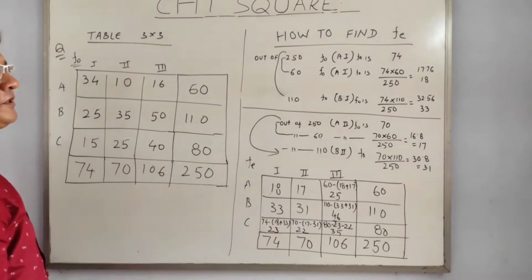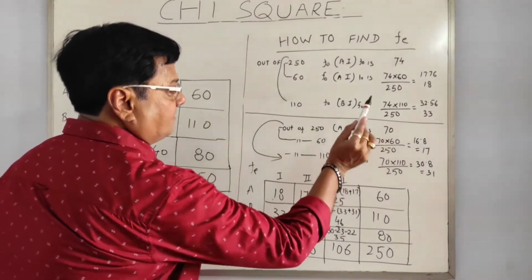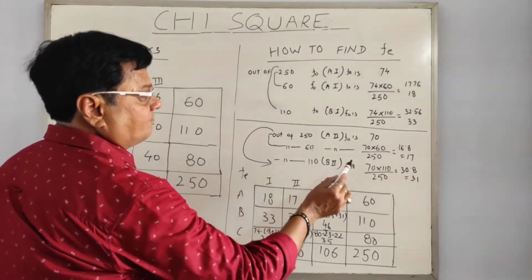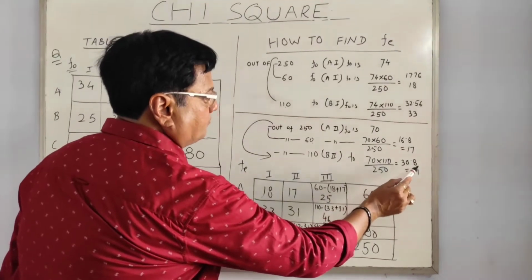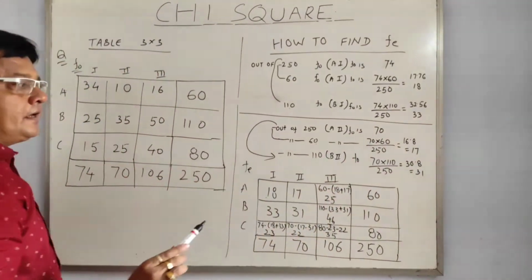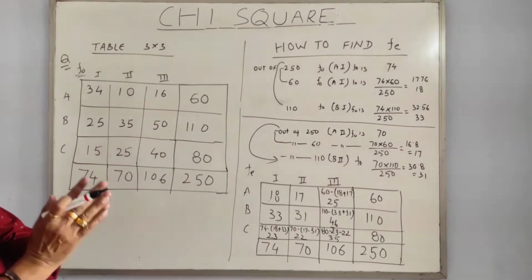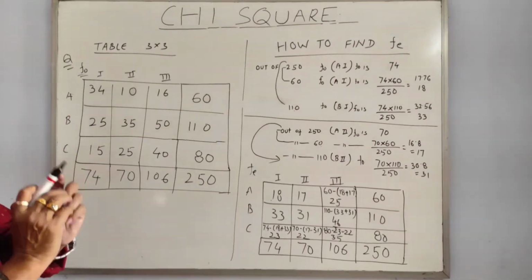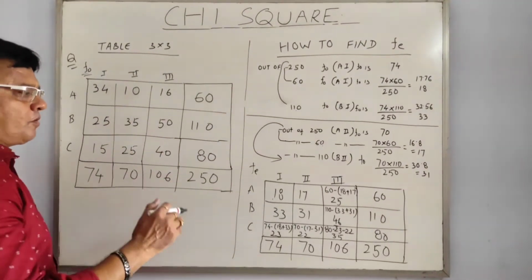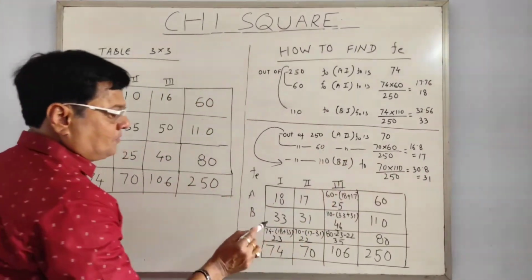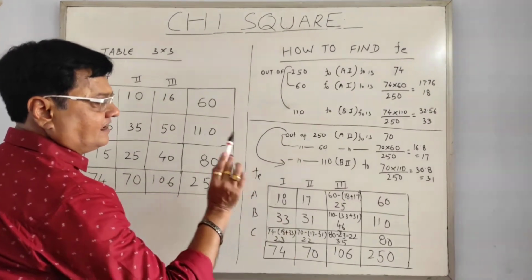The last one is B2. Out of 250, the total of A2 is 70. So out of 110, what will it be? 70 into 110 by 250. That is 30.8, that is 31. It may look difficult, but it is very easy. We have to take proportionate value. If you know the concept of proportion, you can do it in your own way also. There is no problem. So that is 31. So we have got these figures: 18, 17, 33 and 31.